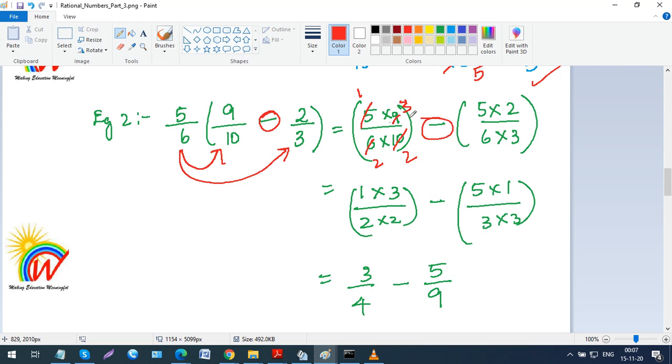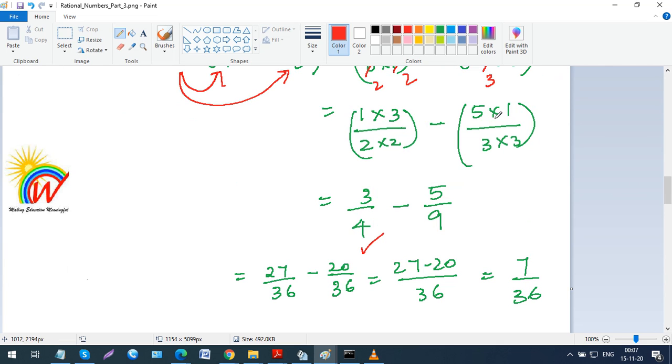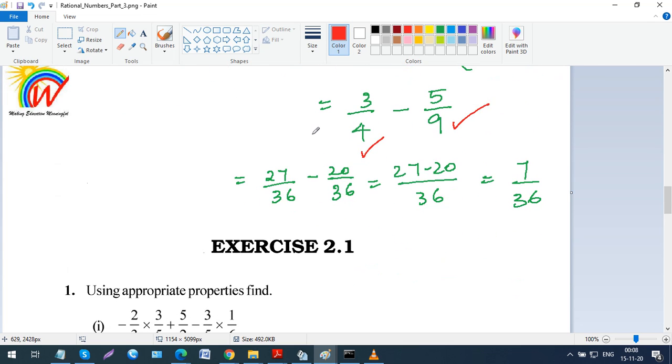So I get 1 into 3 on top and 2 into 2 at the bottom. Now here you see 2 1s are 2, 2 3s are 6. Now nothing else is divisible, so you just leave it. So 5 into 1 by 3 into 3. So this becomes 3 by 2 2s are 4, and here 5 by 9. Okay, so now you see you can't just add them because the denominators are different. So you'll have to make the denominators common.